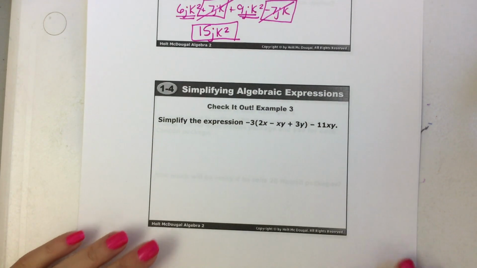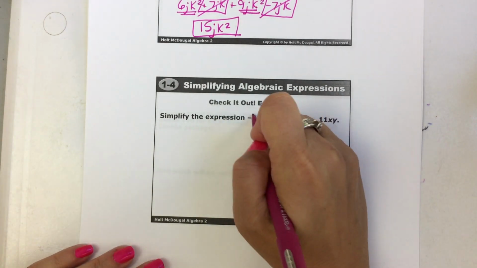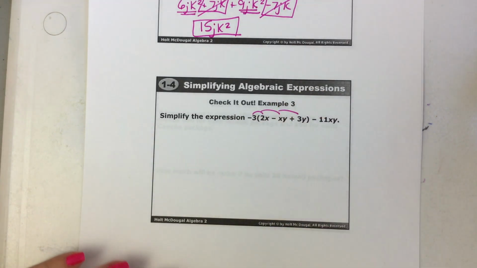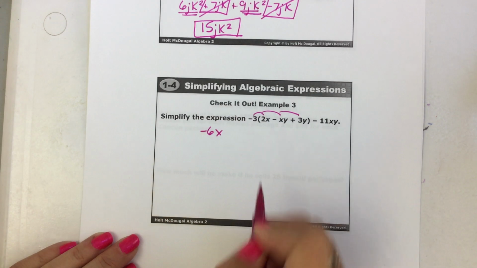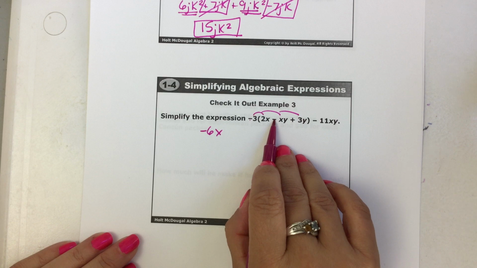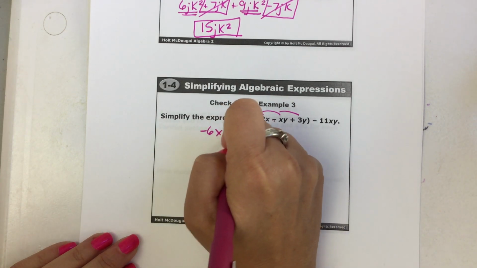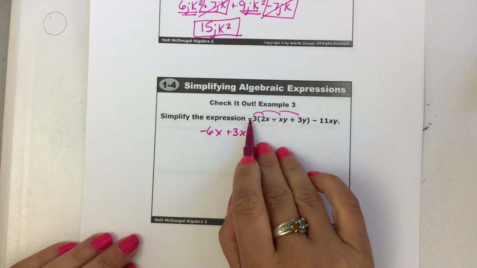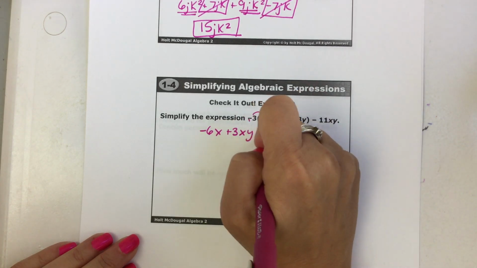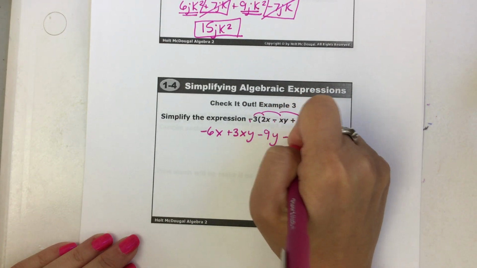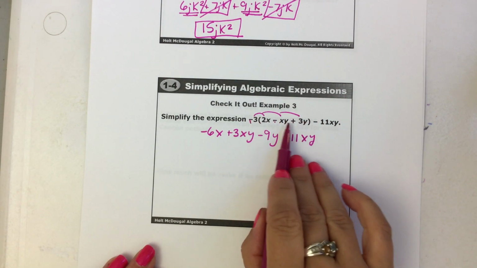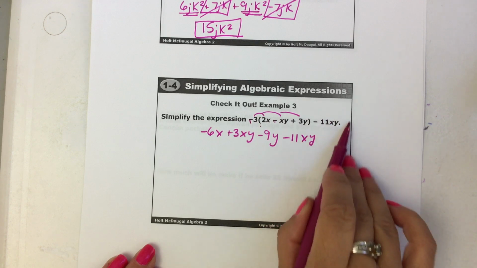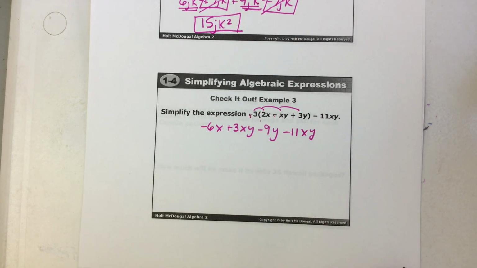One more problem like this. Step 1. If you have parentheses, you need to distribute first. Here, you remember, you multiply the numbers together. Negative 3 times 2x is negative 6x. Negative 3 times a negative, negative times a negative makes it a positive 3xy. Negative 3 times a positive 3 is a negative 9y. Minus 11xy. Remember, this negative 3 only goes to the 3 terms in parentheses. It will not change your negative 11xy.